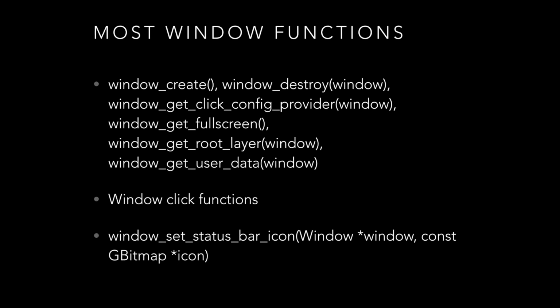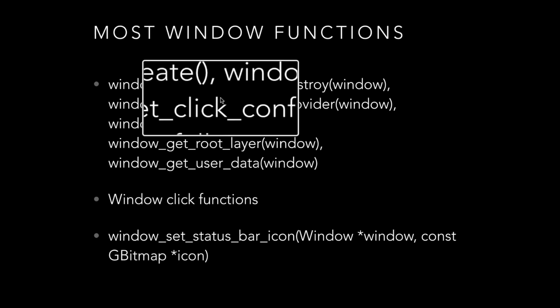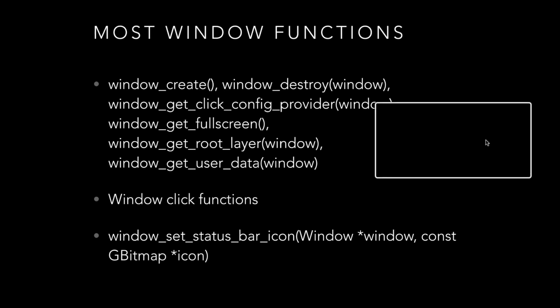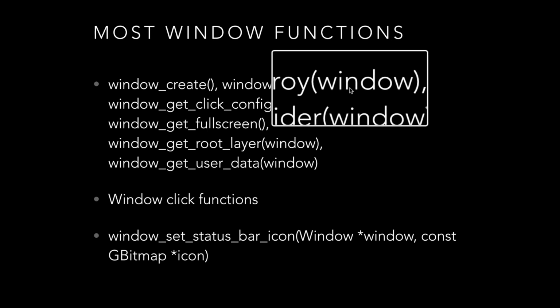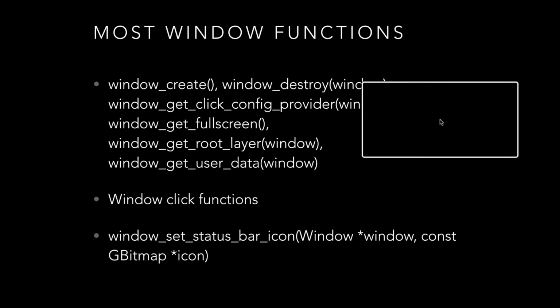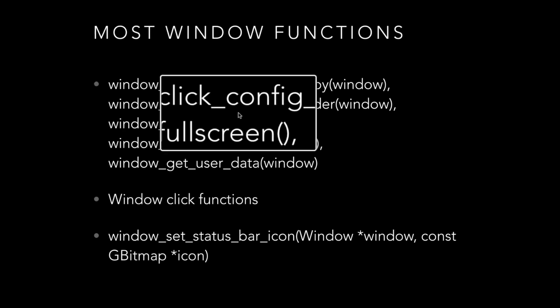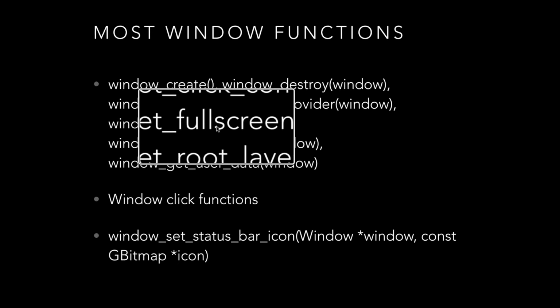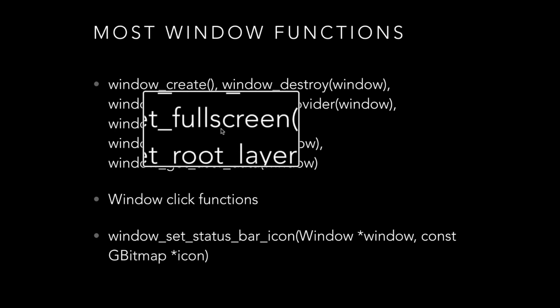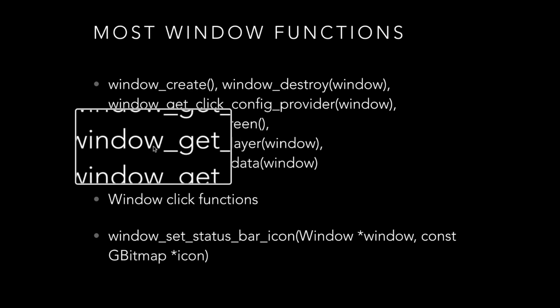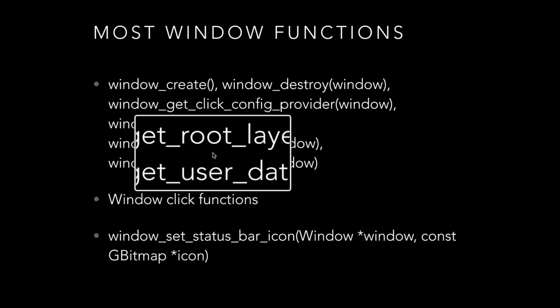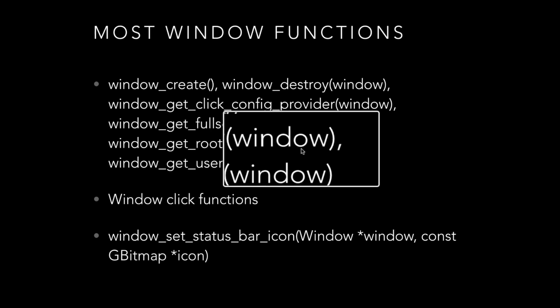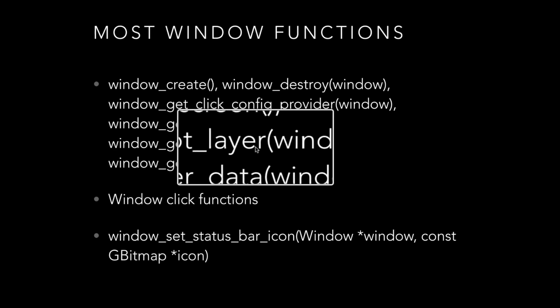And so here are a few window functions, and I'll just briefly go over what they do. So window create simply creates a window. It returns a window pointer. Window destroy, you pass in your window pointer, and that frees it from the memory and everything for you. Window get click config provider, that returns the click config provider if you have one set to the window. Get full screen returns a boolean of whether or not the window is set full screen. Window get root layer returns the root layer of the window. If you've been following my previous Pebble development tutorials, which I assume you have, you'll be familiar with this already.